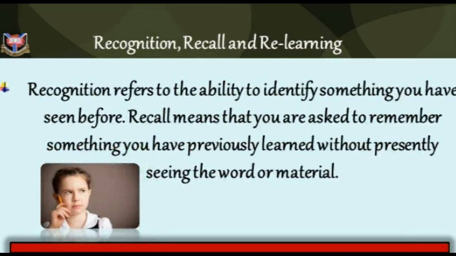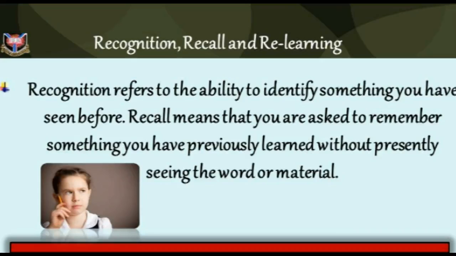Recognition, recall, and relearning. How are memories encoded, stored, and retrieved? What factors contribute to success and failure? The answer to these questions can only come through research, and three principal approaches account for much of that research. Recognition. Recognition refers to the ability to identify something you have seen before. For example, every time you take a multiple choice exam, you are undergoing a test of recognition.